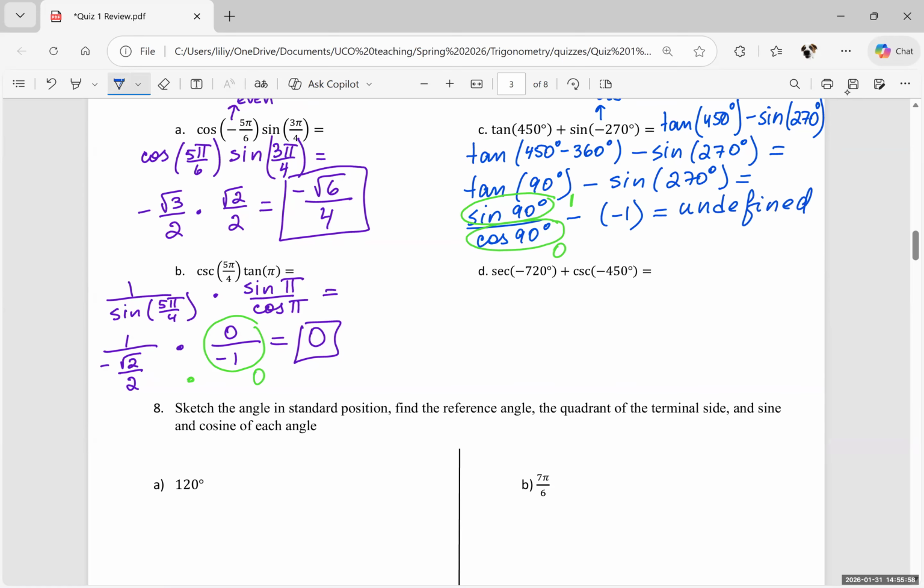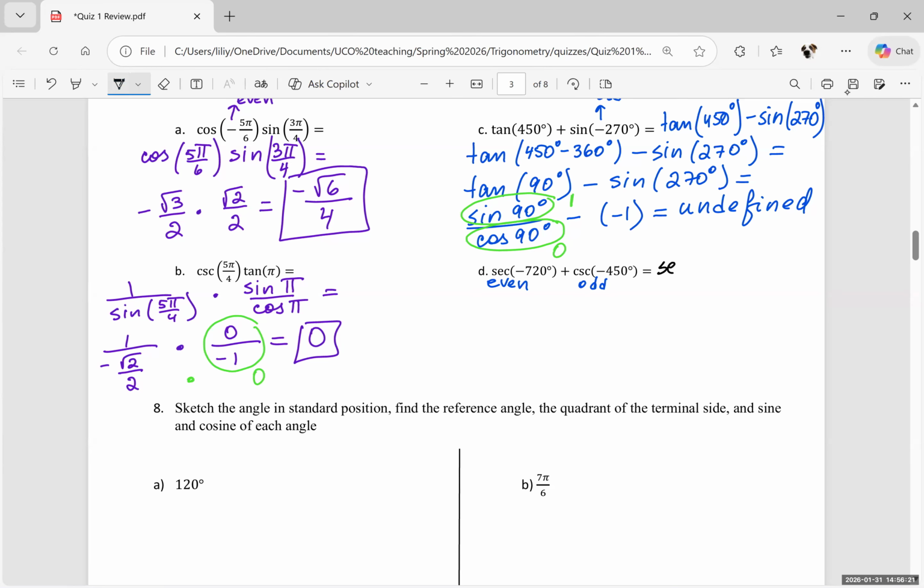I doubt I'll put anything like that on the quiz, but it does happen on the homework once in a while. So let's go ahead and look at secant and cosecant. Let's deal with the odd-even identities. First, secant is even and cosecant is odd. So with the secant, we don't have to worry about the negative sign.